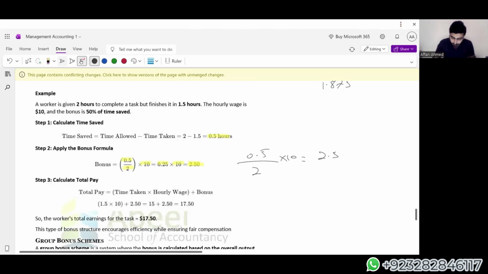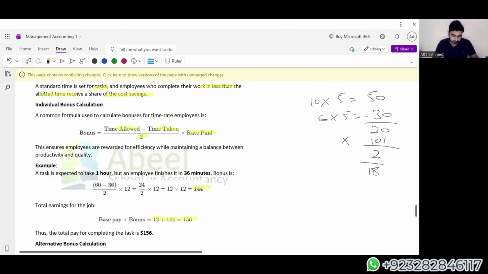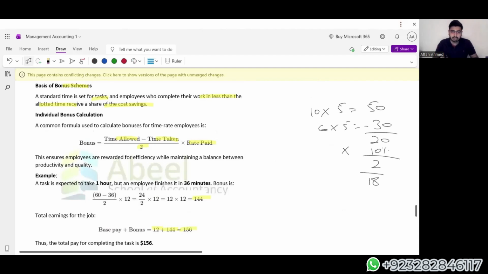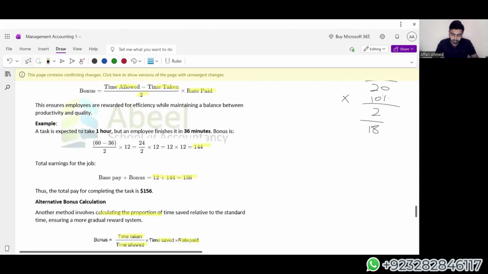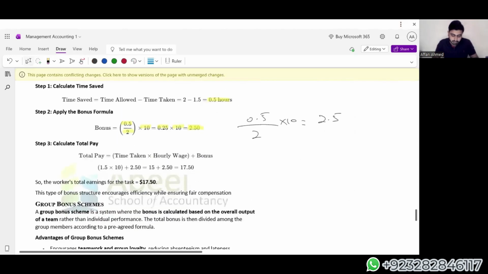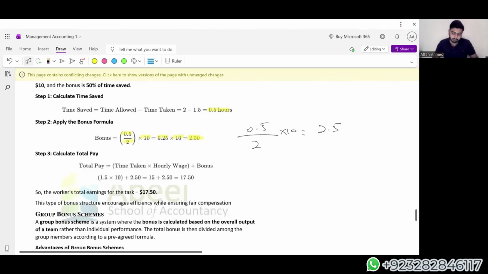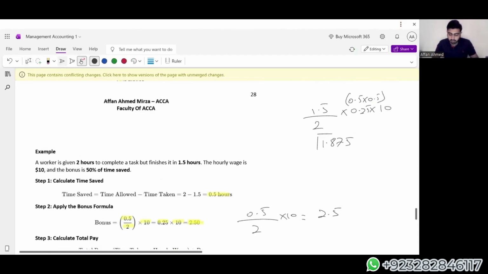Now here, what you have to see is the formula usage. Now they have used the formula where they are utilizing the time saved: time allowed minus time taken divided by 2 into rate paid. Now in this scenario, if you're using that formula, we're getting a different scenario. They have taken 0.5 hours less than allowed into the piece rate, which gives $2.5 as a bonus. Now, if you would have used a separate formula, you might get a different answer, that is 1.875. This is the answer that we would have gotten if we had used the separate formula.